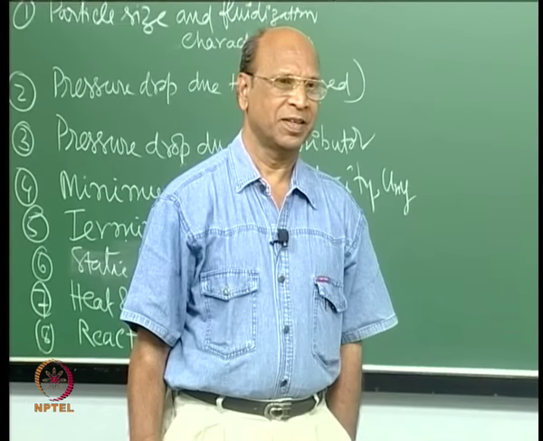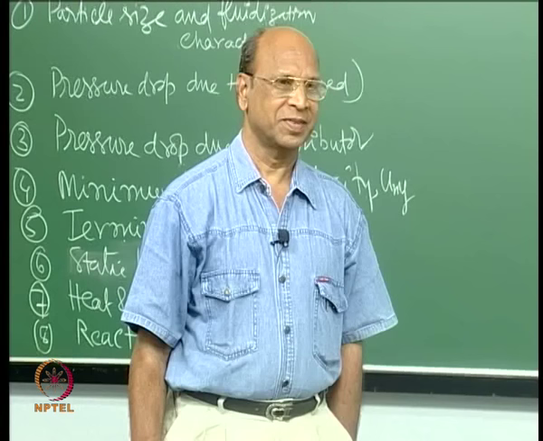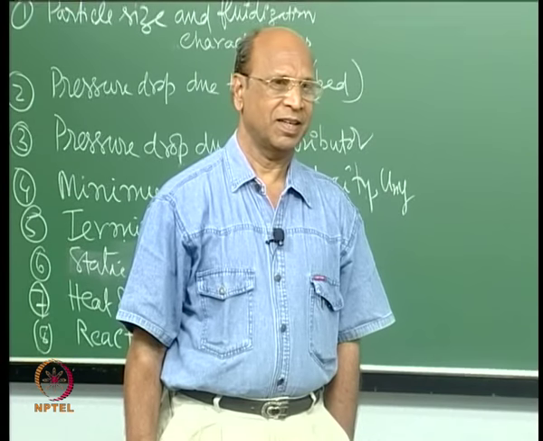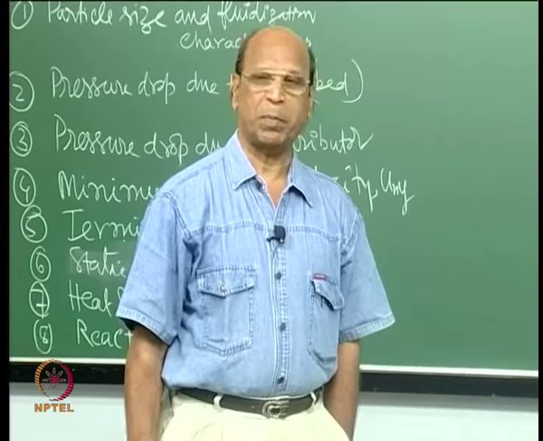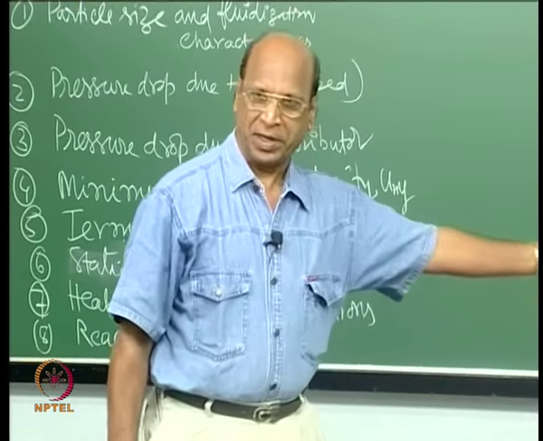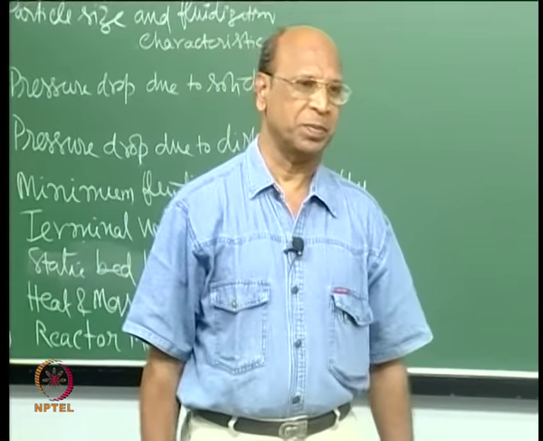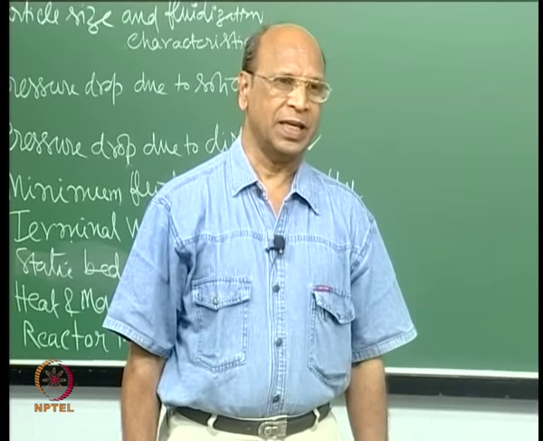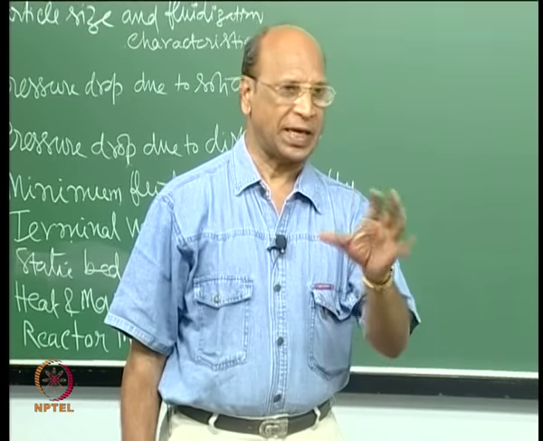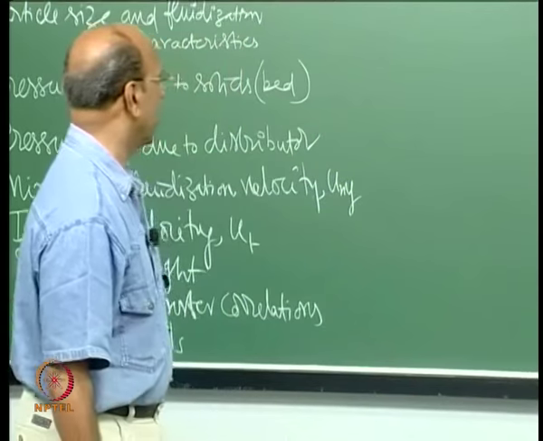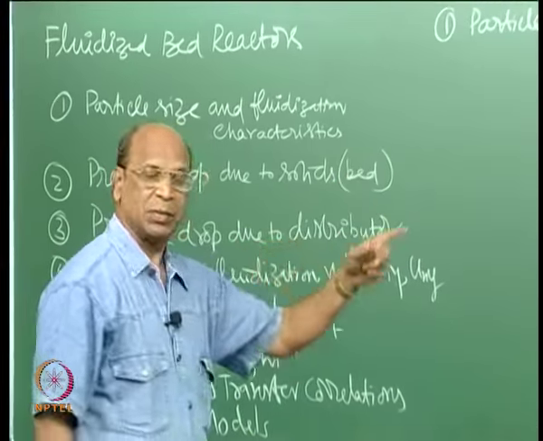dp cubed rho f into rho s minus rho g into g, divided by mu squared. That will come anyway when you discuss minimum fluidization velocity. The Froude number is another number which will come, and of course, the friction factor is also a dimensionless number people use. All these will come, and people try to characterize fluidization in terms of those numbers.